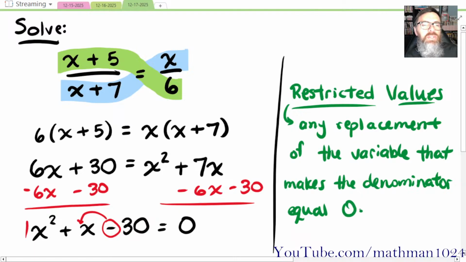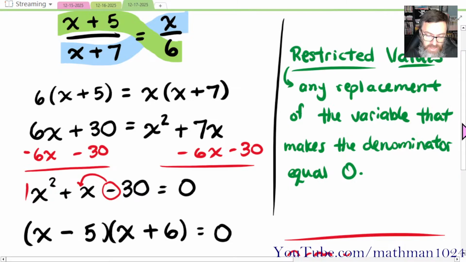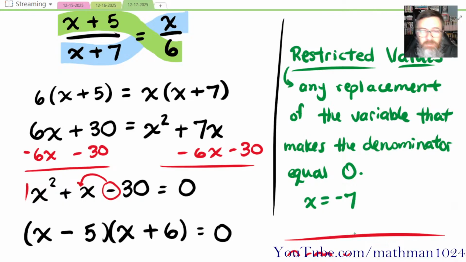So if we look at the original equation here, just focusing on those denominators, x plus 7, could that ever equal 0? And the answer is yes. So here, our restricted value is going to be x equals negative 7. Because if you were to plug negative 7 into that expression on the left, you end up with a denominator of 0. And when you have a denominator of 0, your expression is undefined.